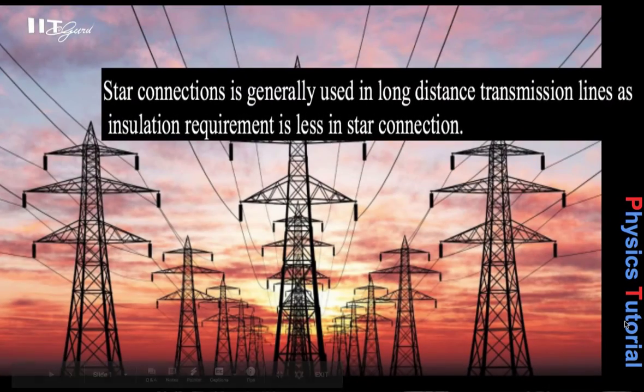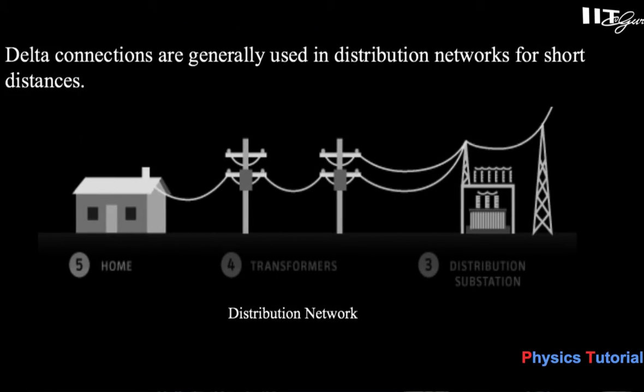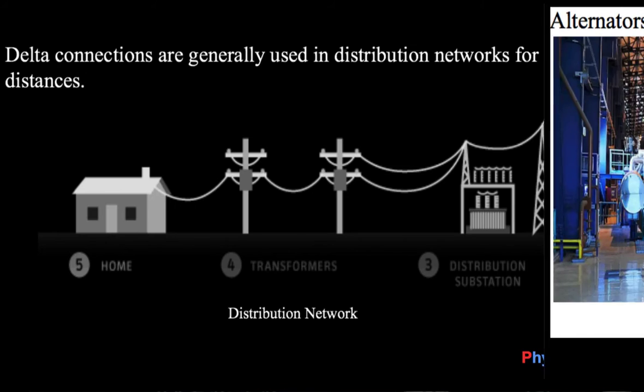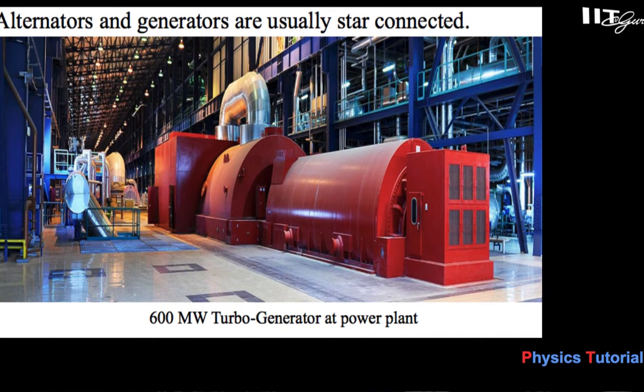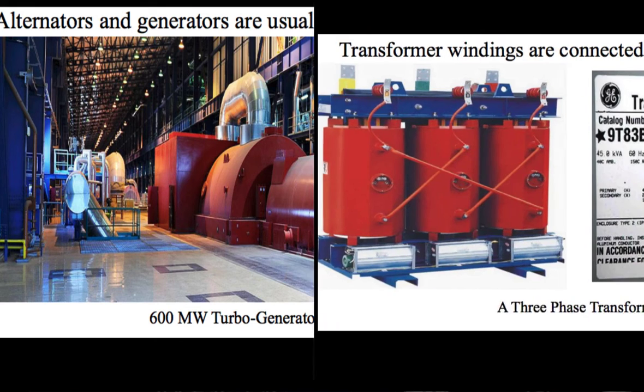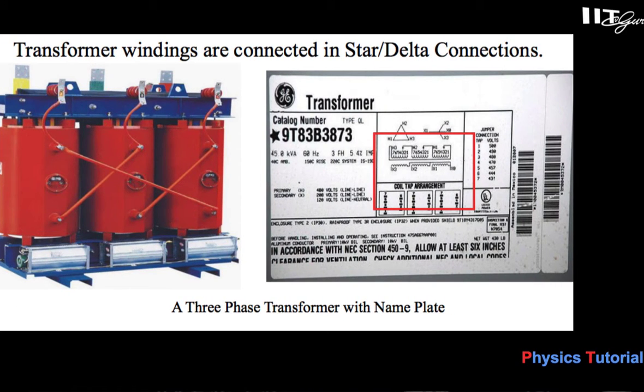Star connections are generally used in long distance transmission lines as the insulation requirement is less in star connection. And delta connections are generally used in distribution networks for short distances. Alternators and generators are usually star connected. If you consider transformer windings, they are also connected in a star delta connection.